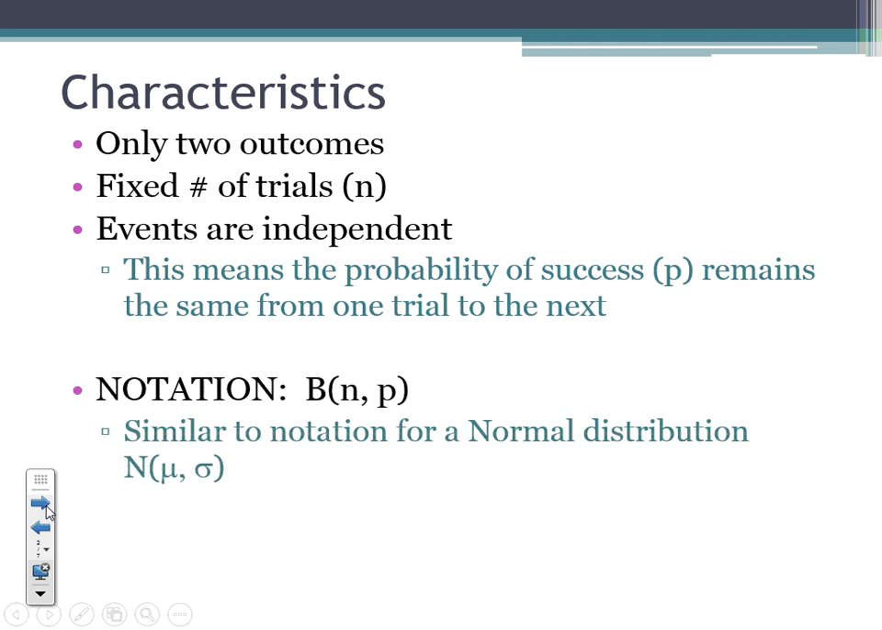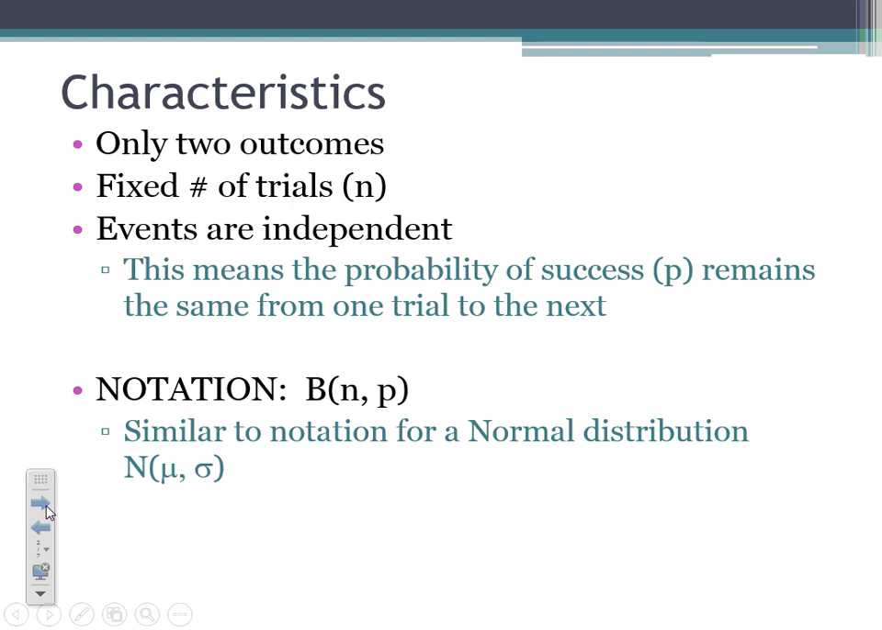Okay. Now, a little notation to be aware of, similar to what we've seen with the normal distribution before. If we see a capital B followed by a set of parentheses, and we'll see two numbers inside that set of parentheses, the first value will represent n, which you can see we listed up above as a fixed number of trials. And the second number will be p, which will be our probability of success.